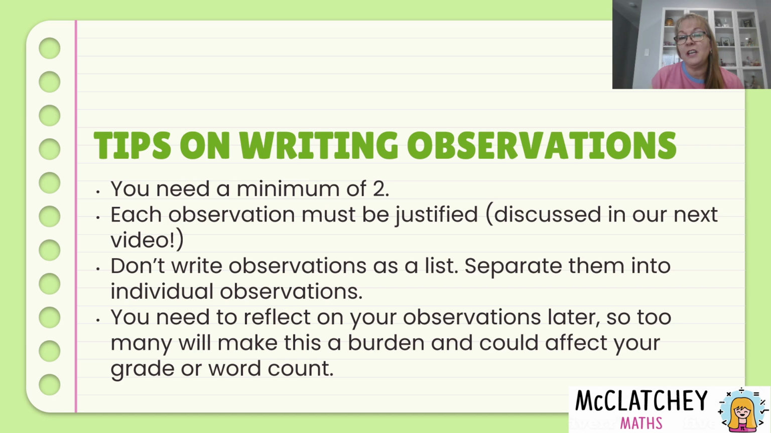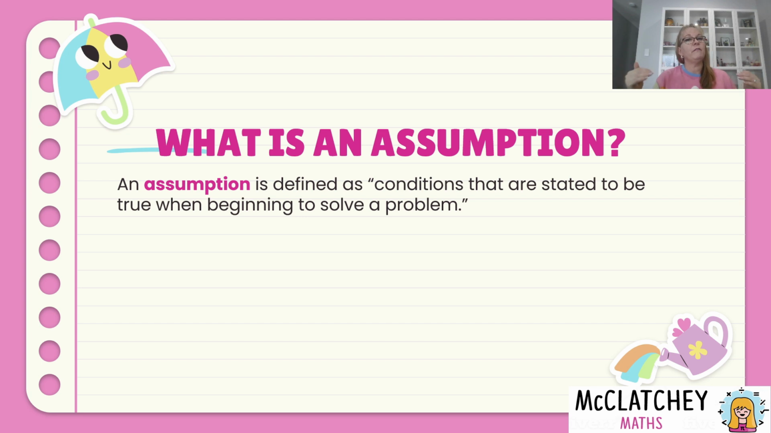Now, remember, you need to reflect on those observations in your evaluation at the end of your PSMT. So this is once again a case for don't write 10, because if you write 10, you've got to then go and evaluate 10. That's a lot of work. Like I said, 3 really well-written observations will lead you to 3 really well-written assumptions, which will lead you to 3 really well-written evaluations of your observations and assumptions. So we don't want to overburden ourselves with too much work, and we don't want to affect our word count either. Okay, let's move on and talk about assumptions.